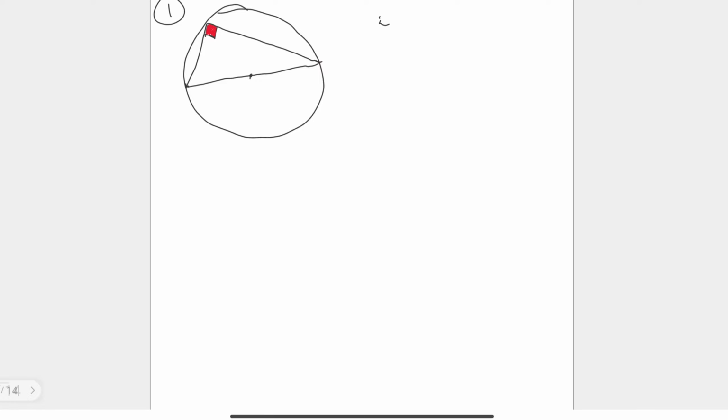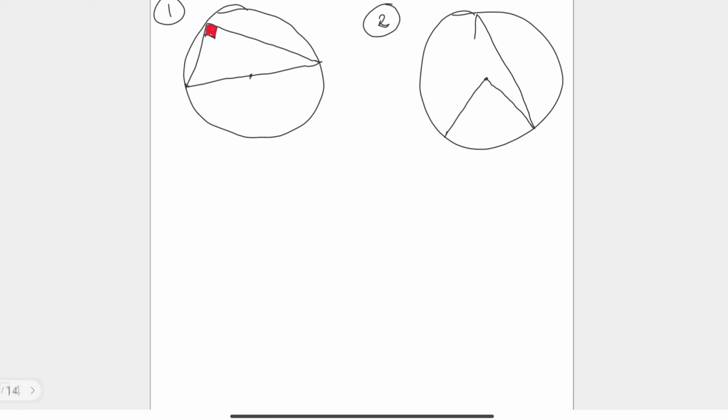Rule number 2. Imagine we have a circle. The angle at the center of the circle is always twice the angle on the circumference. So if this is x, then this is going to be 2x.